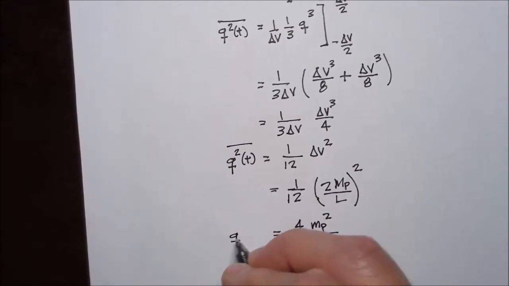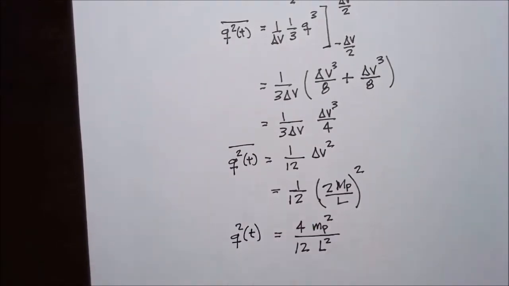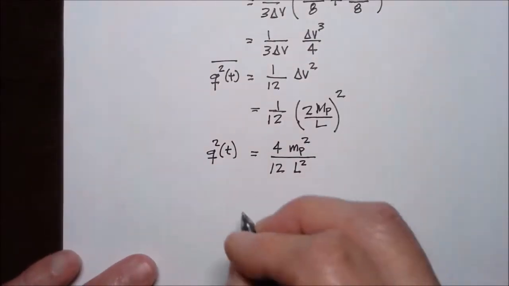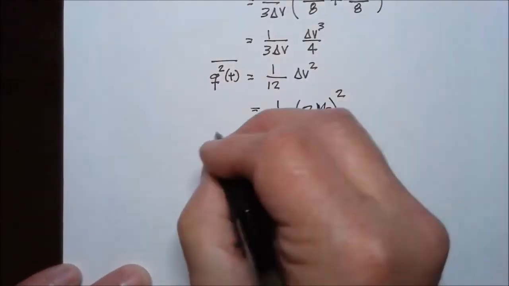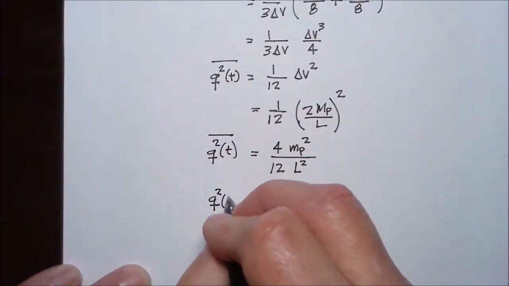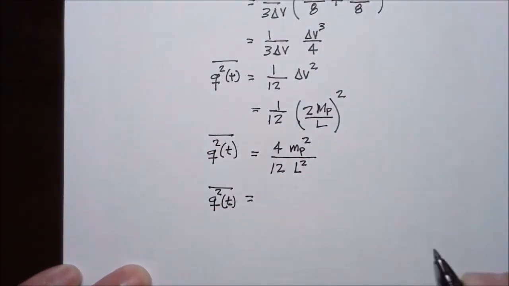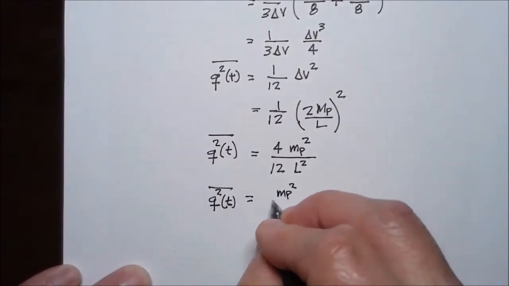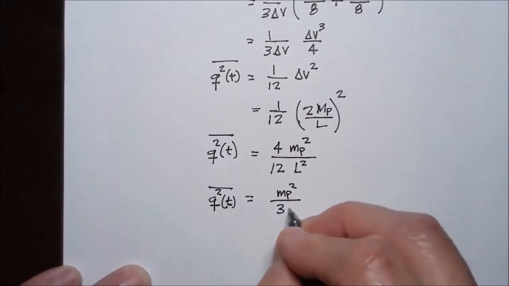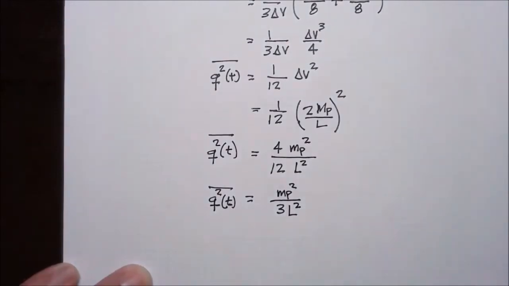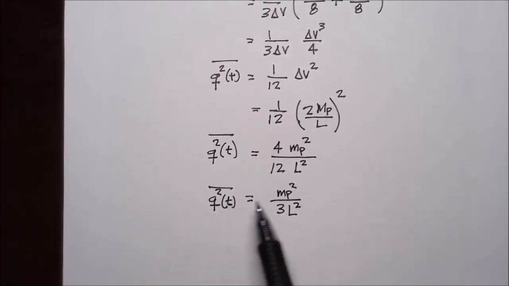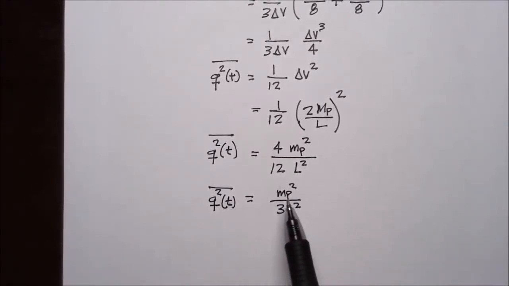This gives us the average power in the noise, in the error signal. So the noise, that's time averaged, so the noise signal is going to be equal to MP squared divided by 3L squared. Okay, this is the noise power. In the numerator of this fraction, we have MP squared.